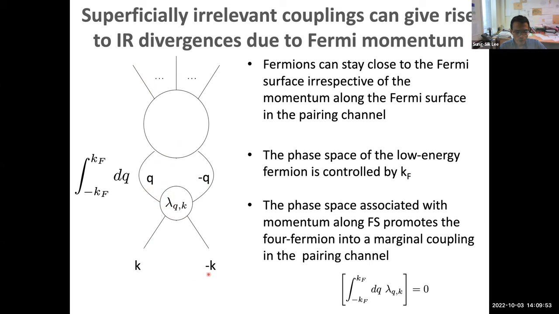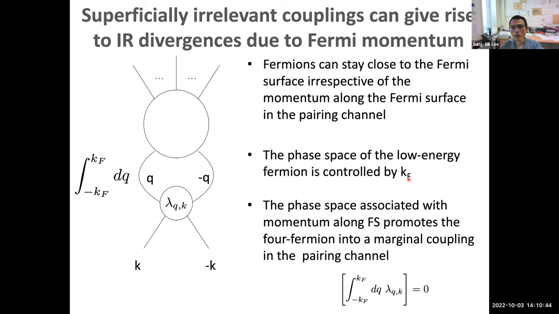And here, when the external momentum happens to be k and minus k on the opposite side of the Fermi surface, then through this interaction, these two fermions can scatter into q and minus q, and q can be anywhere on the Fermi surface. As long as there's a time reversal symmetry, when q is on the Fermi surface, minus q is automatically on the Fermi surface. And we have to sum over q. And then there's no energetic penalty for large q, as I said, because the Fermi surface is extended. Therefore, the phase space of these low energy fermions is controlled not by the external energy, but by kF.